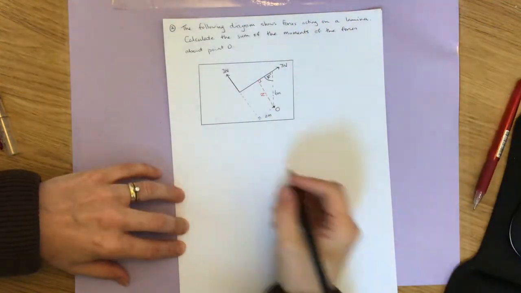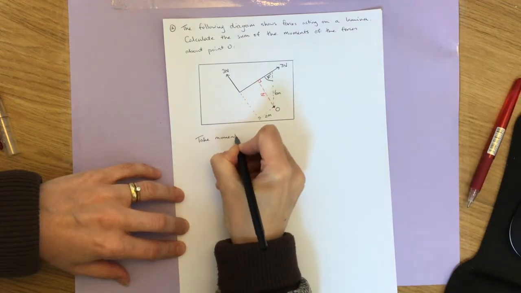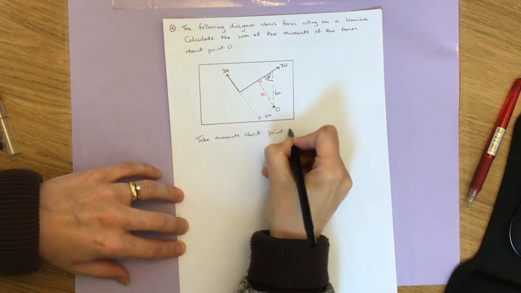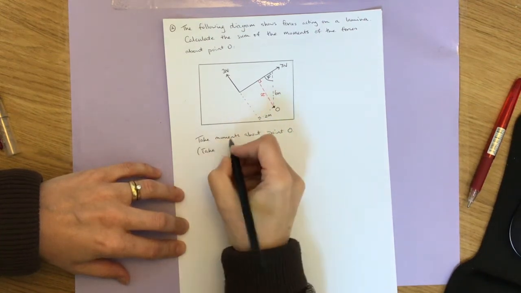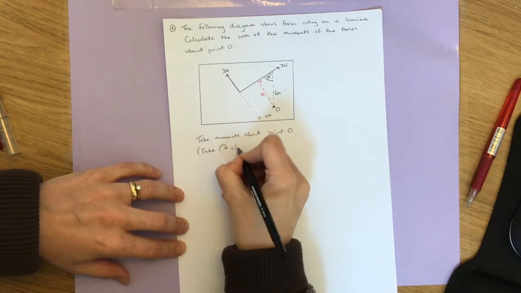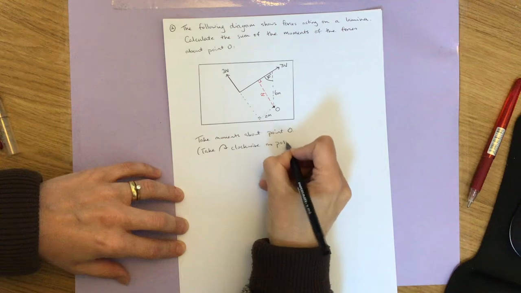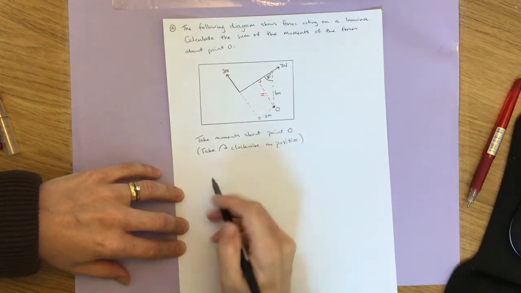Okay. So let's tell the examiner what we're going to do. We're going to take moments about point O in this question. And again, I'm going to tell the examiner I'm going to take clockwise as positive. Okay, so that's what I'm going to do. So let's have a look at this.